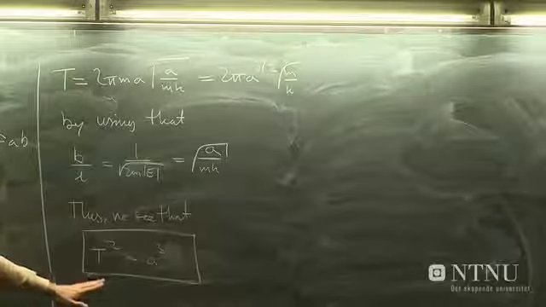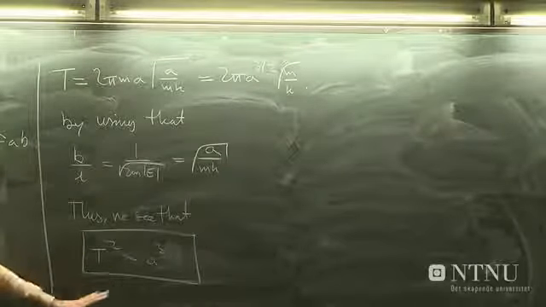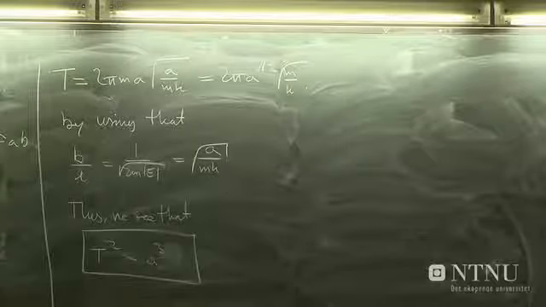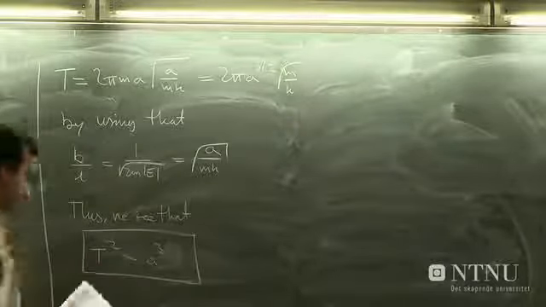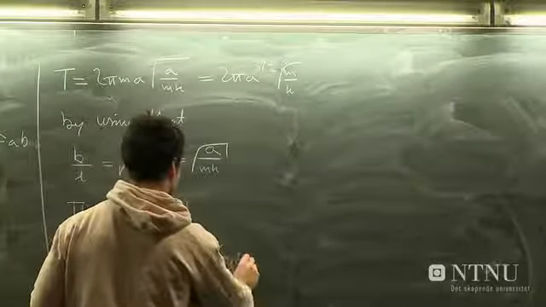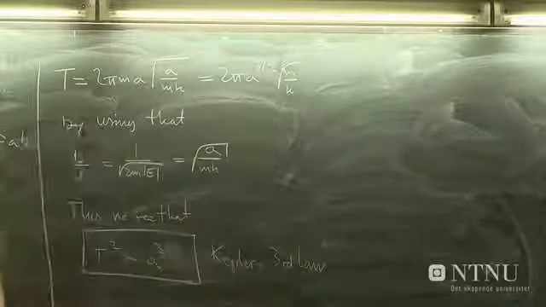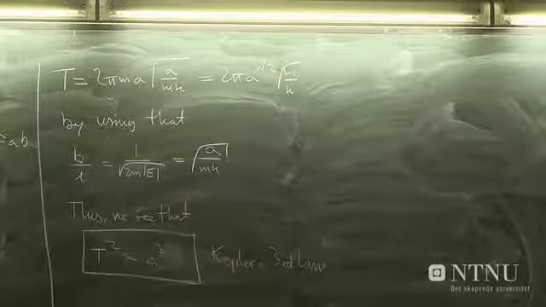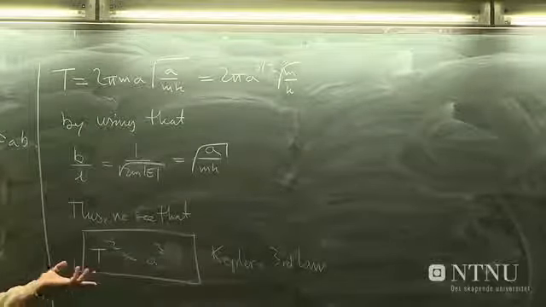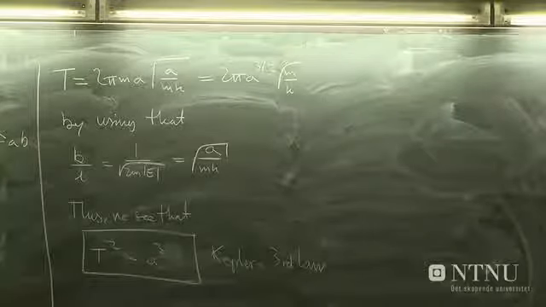And this is the main result, namely that the square of the period is proportional to the cube of A. And this is Kepler's third law. This can be used to approximate planetary motion, for instance, where you have an elliptical orbit, in order to relate the period of the orbit to the magnitude of the half-axis.